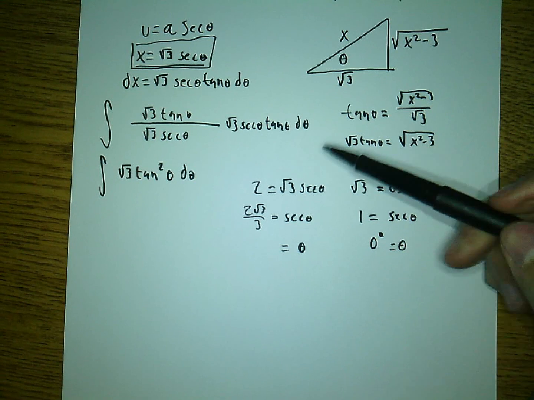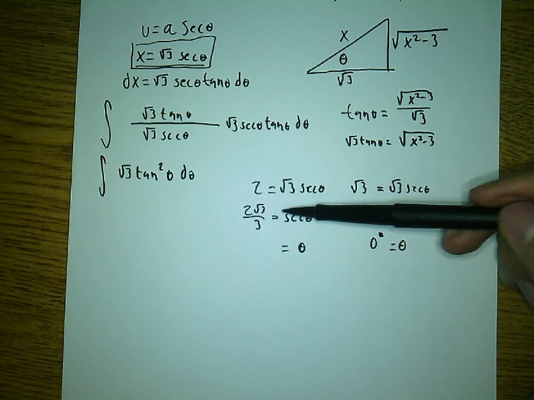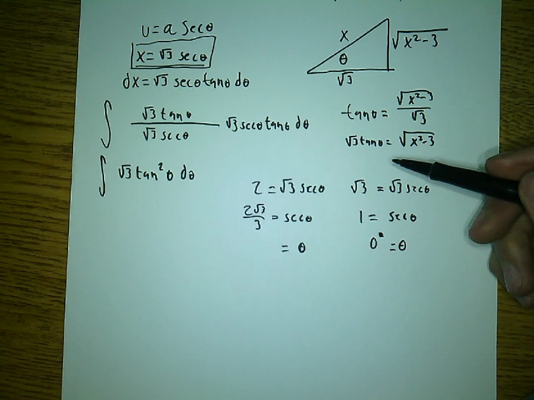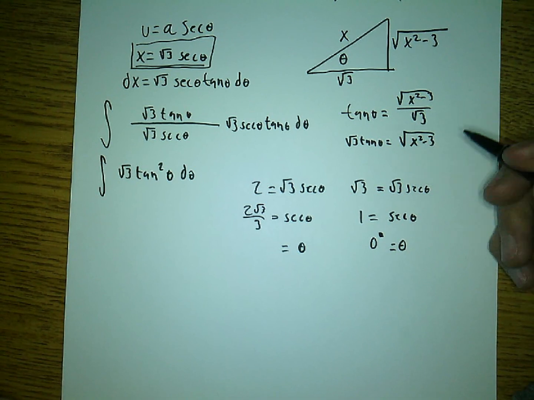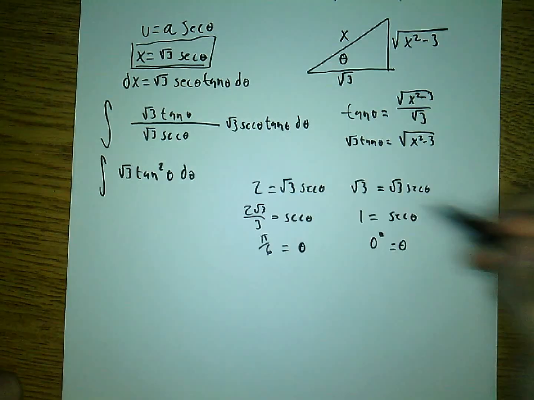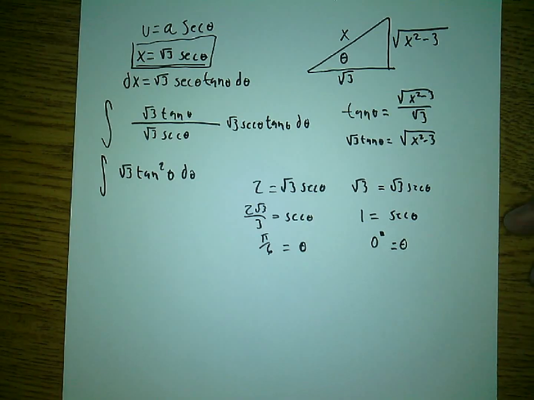Now, where's secant equal to 2 root 3 over 3? Well, it has to be where cosine is root 3 over 2. So where's cosine root 3 over 2? Pi over 6. Be careful. Cool. You only want to use the first quadrant or the fourth quadrant for this. You don't want to be using the second or third quadrant. Remember your restrictions, because we did do an inverse here.